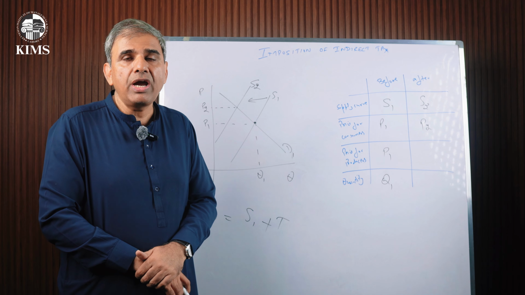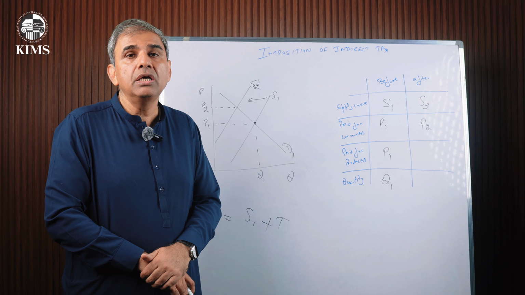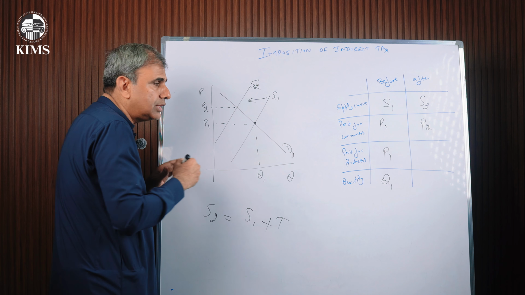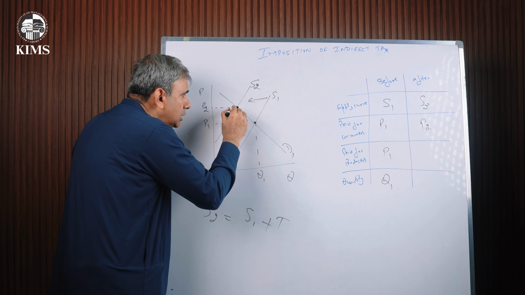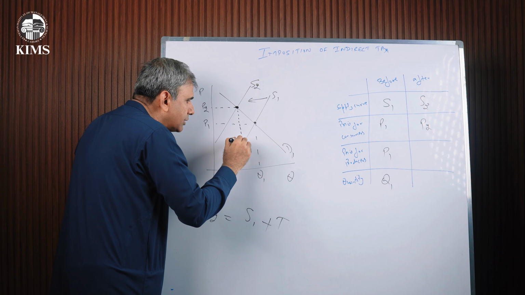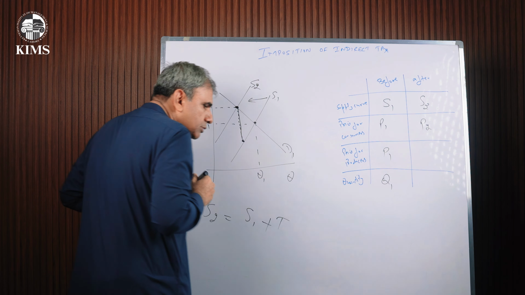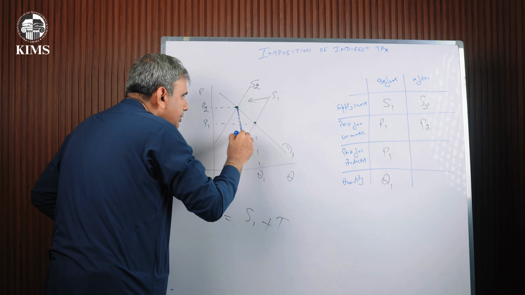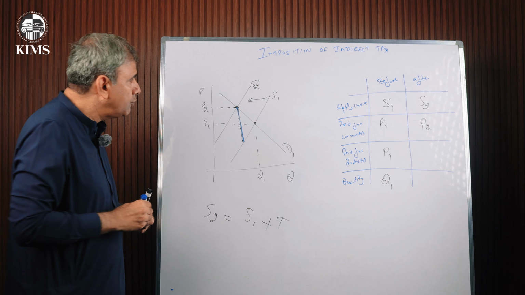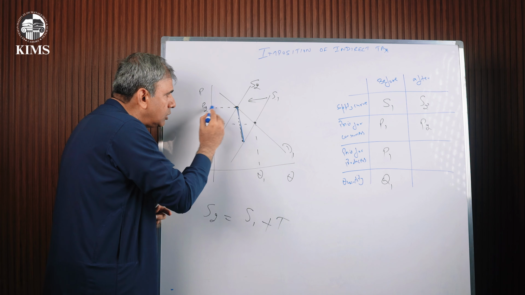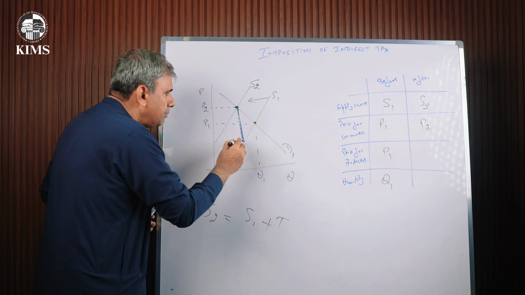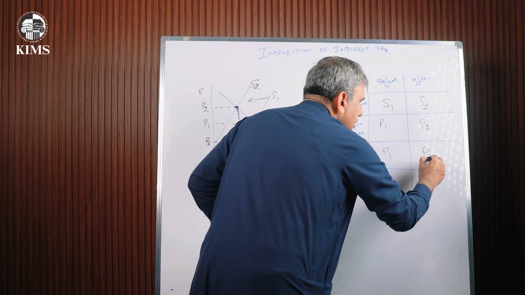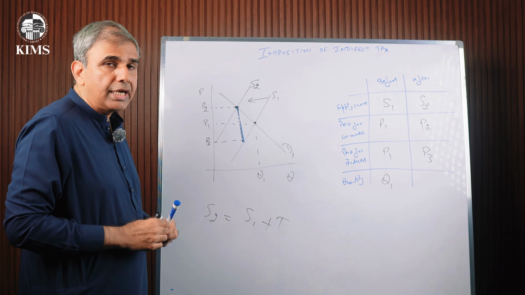How do we find out the tax amount and the price received by the producer? That is the vertical distance. So if we deduct the amount of tax from this price P2, now this vertical blue line is the amount of tax per unit. When you deduct the tax amount from P2, you get the price P3. Now this P3 price is the price for the producers. They are getting a low price.